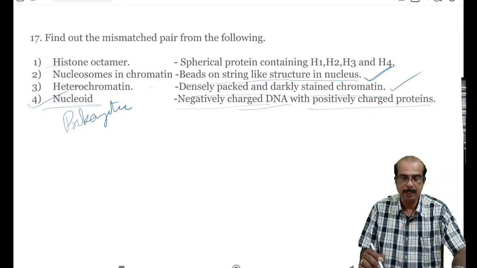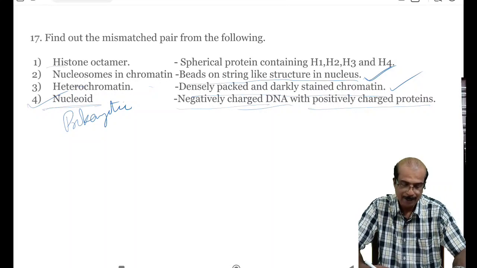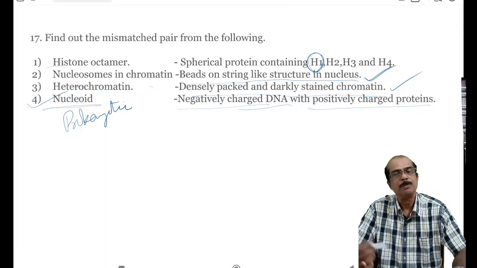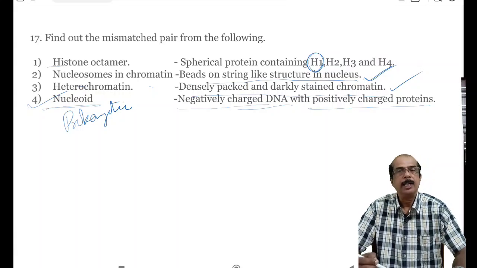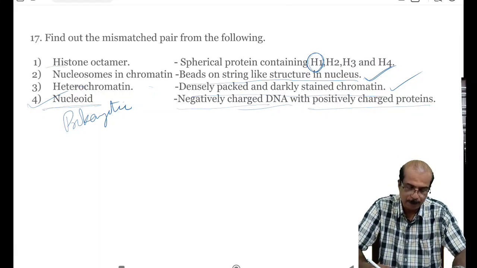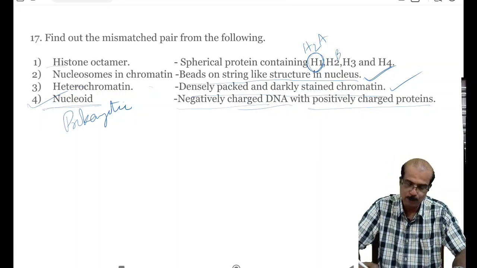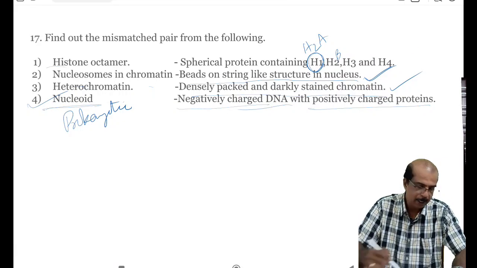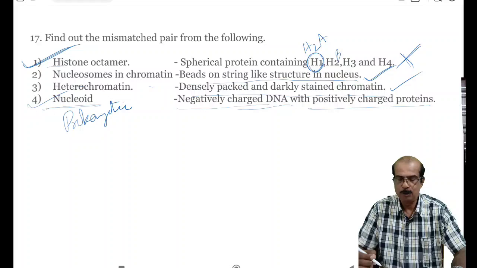Spherical protein containing H1, H2, H3 and H4. Analyze carefully. Here, H1 is not present in the histone octamer. It is present outside the histone octamer separately, attached with the linker DNA. In the histone octamer, the spherical proteins are H2A, H2B, H3 and H4. So the first one is a mismatched pair. You have to select choice 1 as the answer to this question.